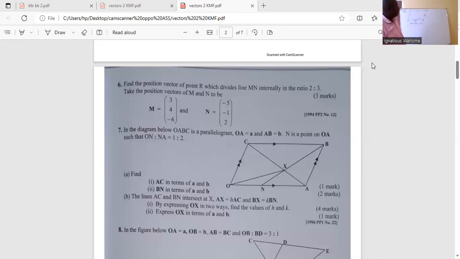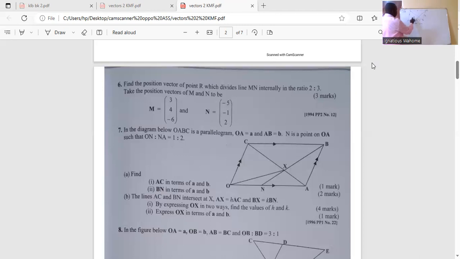Then you're told it's a parallelogram. Properties of a parallelogram: opposite sides are equal and parallel. Then you can see the line CA. Join that line CA and line BN. Line BN. Join them there.